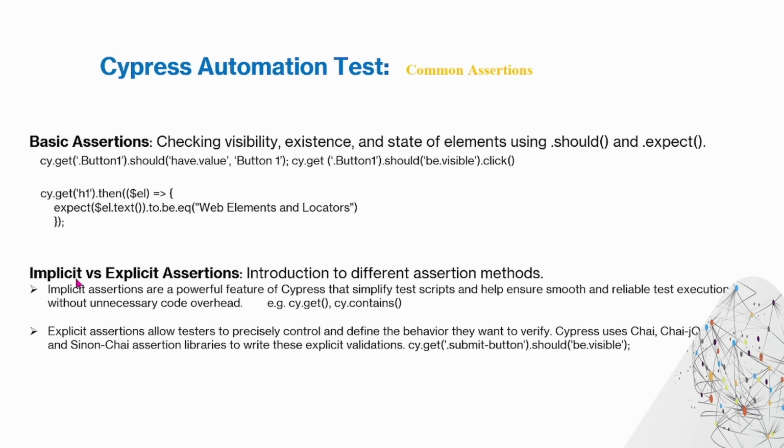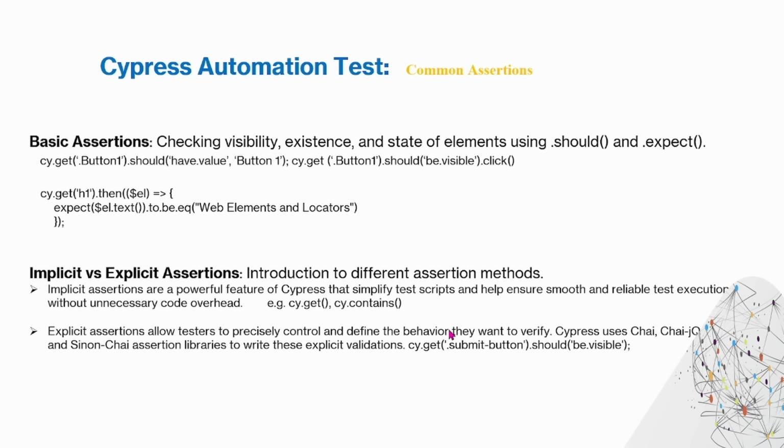Next I'm going to talk about the difference between implicit and explicit assertions. To begin with, implicit assertions are a powerful feature of Cypress that simplify test scripts and help ensure smooth and reliable test execution without unnecessary code overhead. This is very simple. You don't have to explicitly state anything. You just simply use cy.get or cy.contains.